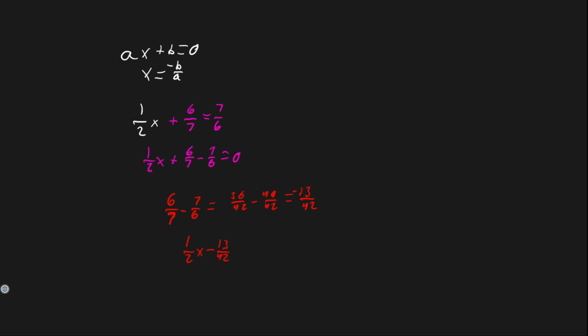And we can simply find x by multiplying by 2, giving us x equals negative 13 over 21, where x is simply 13 over 21. So let's go ahead and verify our solution. We're going to plug in 13 over 21 into 1/2 x. So we have 1/2 times 13 over 21, which is equal to 13 over 42.